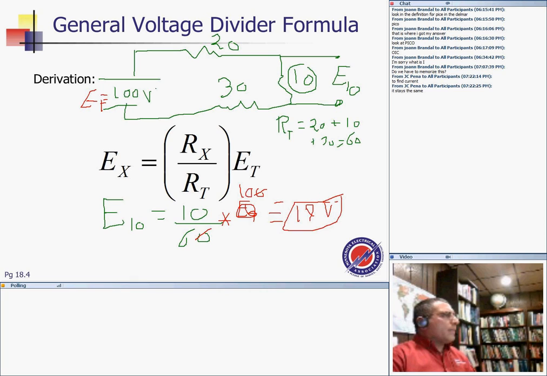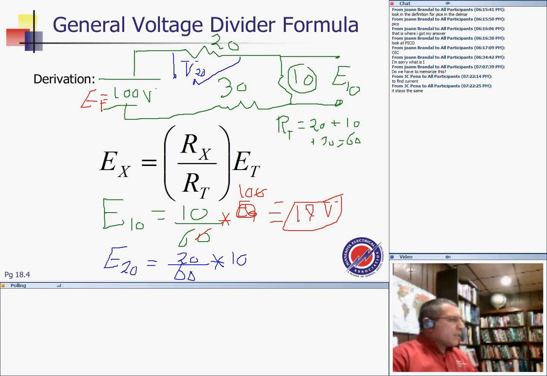Now we're going to use the same rule, guys, to find the voltage across this one in here. I need the 20. The same rule, look how easy. It's 20, because that's the resistor, divided by 60, times 100. So that will be 2000 divided by 60, which gets 33 volts. Since we are on it, let's do the last one and call it a day.